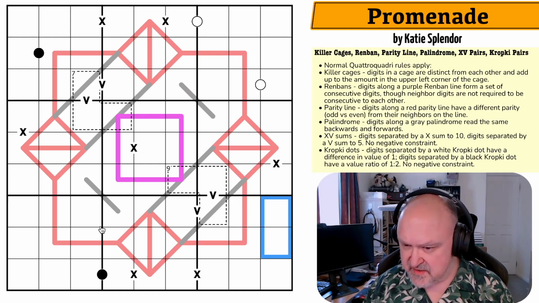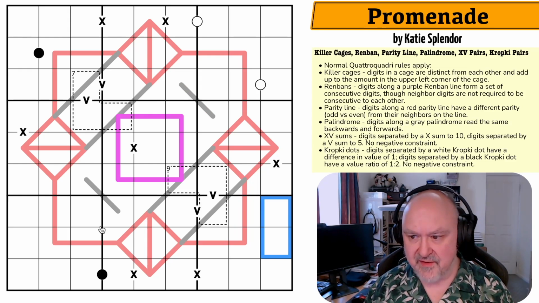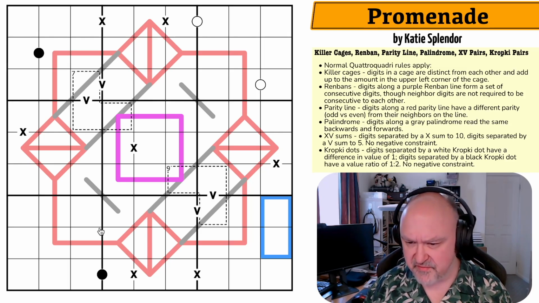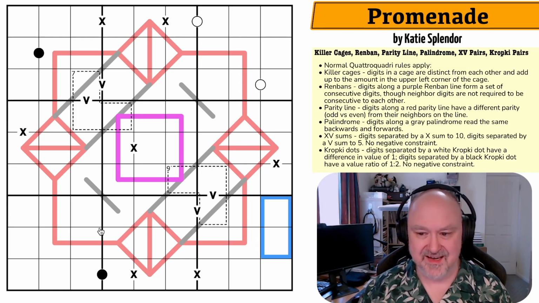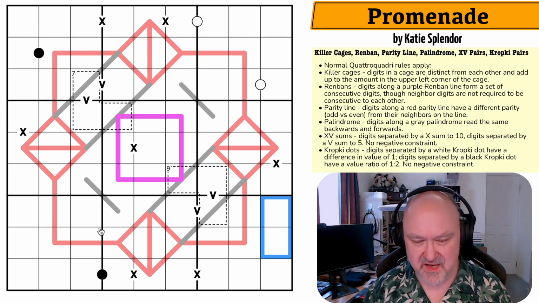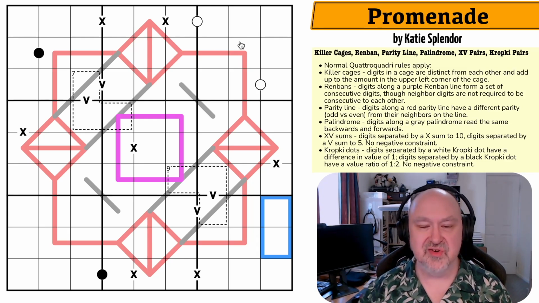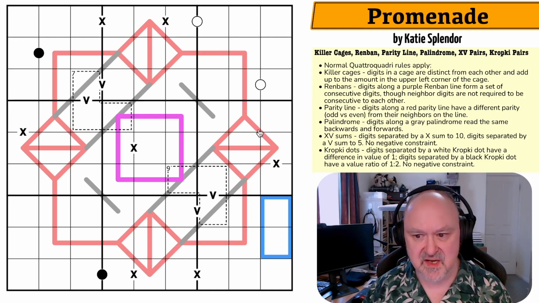Kropki dots. Digits separated by a white Kropki dot have a difference in value of 1. I'm assuming it's just a difference of value 1. Digits separated by a black Kropki dot have a value ratio of 1 to 2. No negative constraint. Again, what it means in this case is not all dots are necessarily given. So it's XV pairs and Kropki pairs.